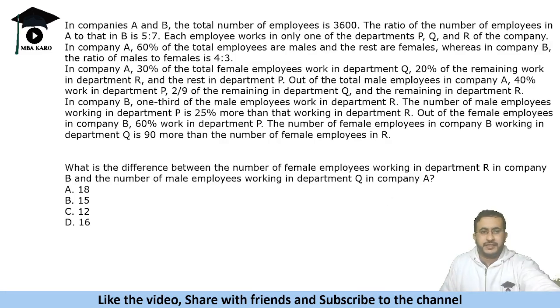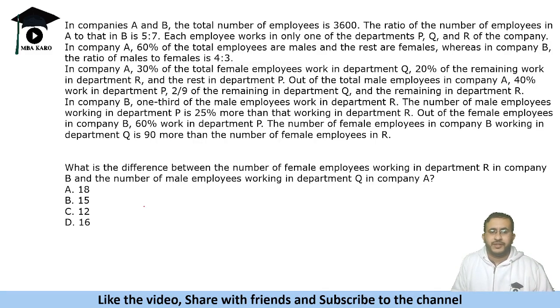This was a caselet in which we were given that there are two companies A and B. The total number of employees is given. The ratio of the number of employees in A to B is given. And each employee works in only one of the departments P, Q, and R of the company. So there are three departments P, Q, and R in both the companies. And within that you also have male and female employees.